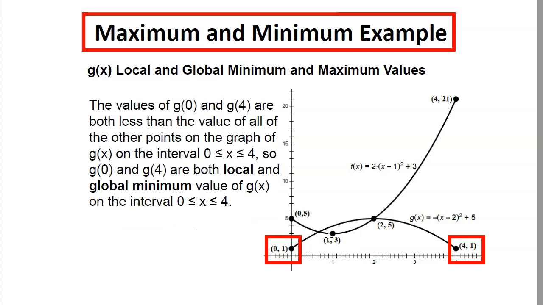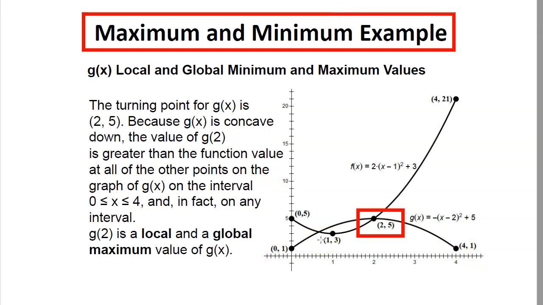Now let's look at g of x. The values of g of 0 and g of 4 are both less than the value of all the other points on the graph, and they are the same. So g of 0 and g of 4 are both local and global minimums of g of x over the interval 0 to 4. So you can see they're at the same height, and they're lower locally and globally than the other points on g of x.